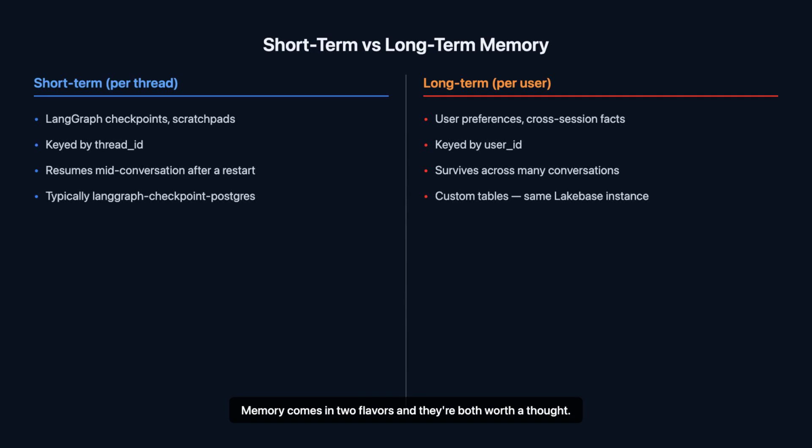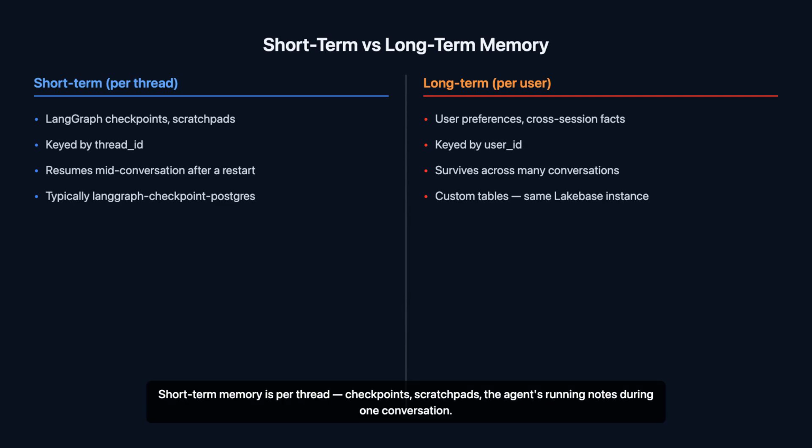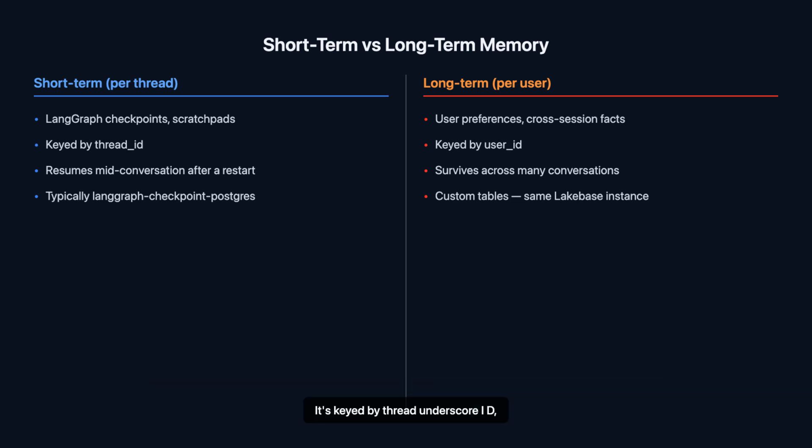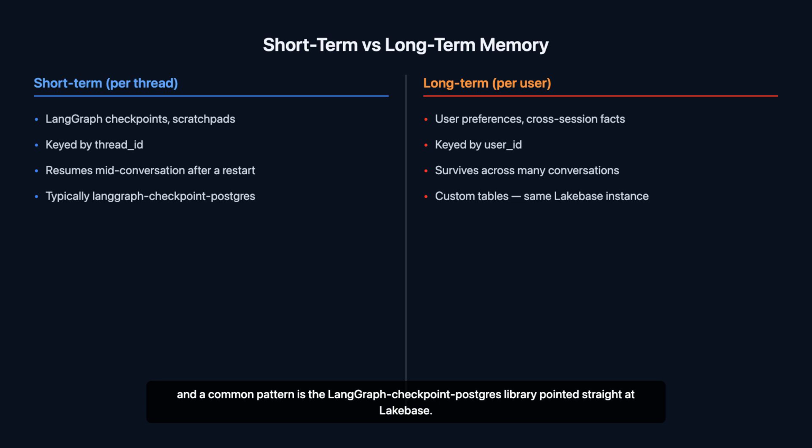Memory comes in 2 flavors and they're both worth a thought. Short-term memory is per thread: checkpoints, scratchpads, the agent's running notes during one conversation. It's keyed by thread_ID, and a common pattern is the LangGraph checkpoint Postgres library pointed straight at Lakebase.